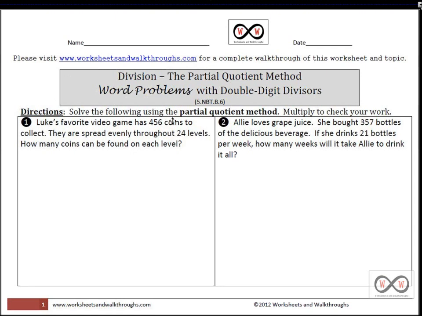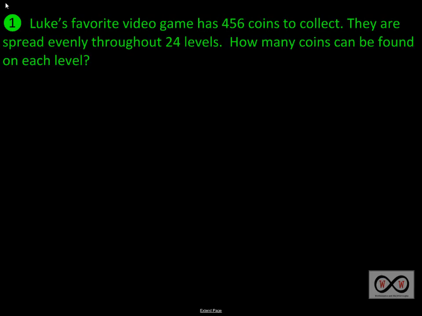Here are the directions. Solve the following using the partial quotient method. Multiply to check your work. We have 2 problems, and let's take a look at the first. Luke's favorite video game has 456 coins to collect. They are spread evenly throughout 24 levels. How many coins can be found on each level?